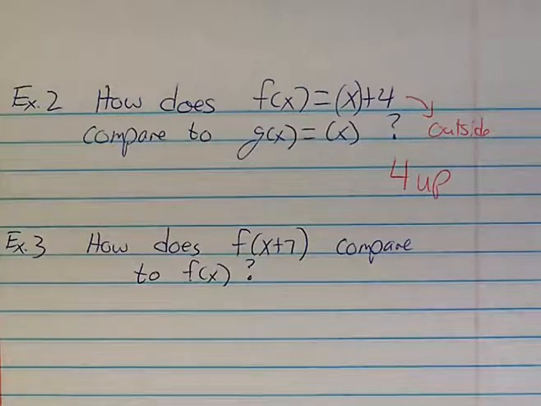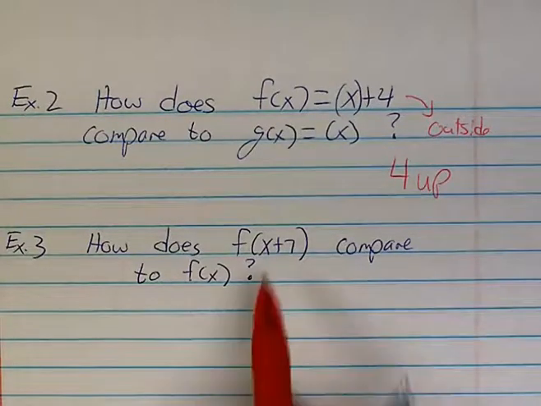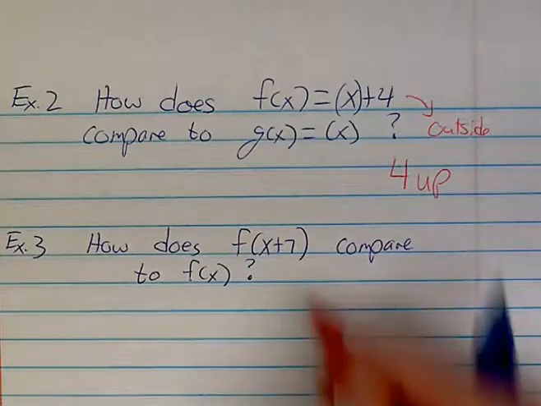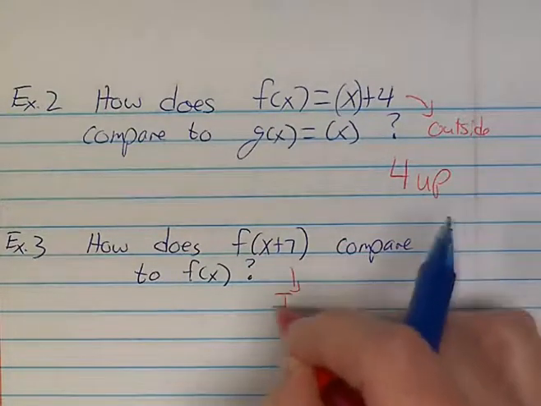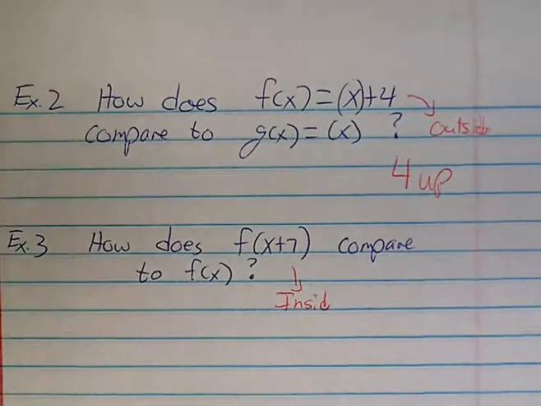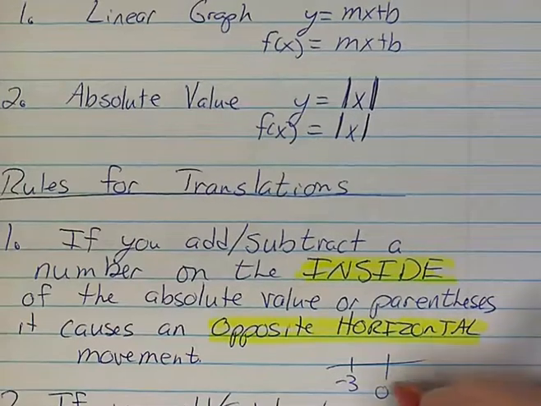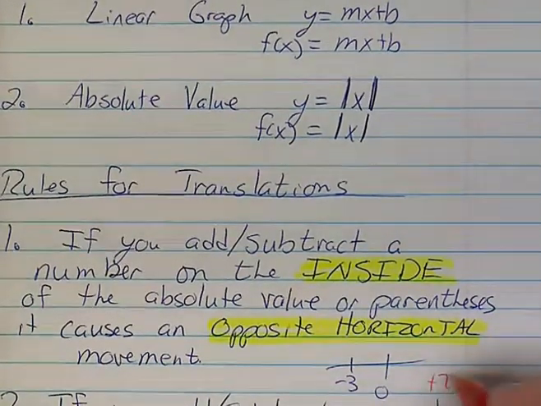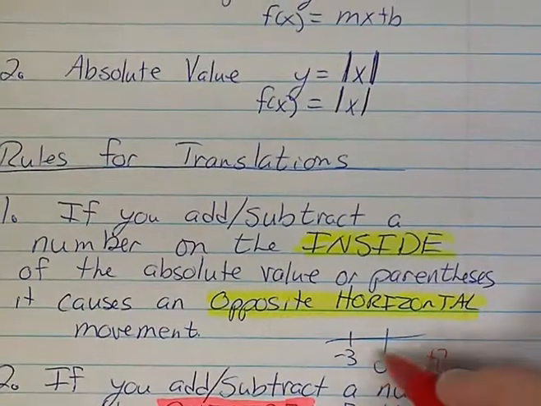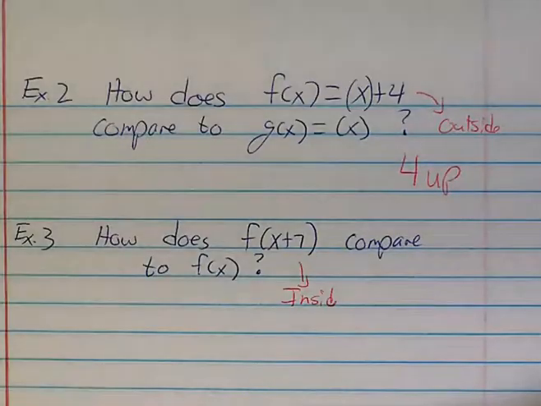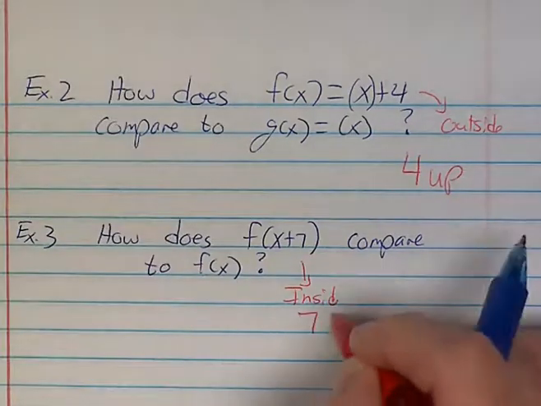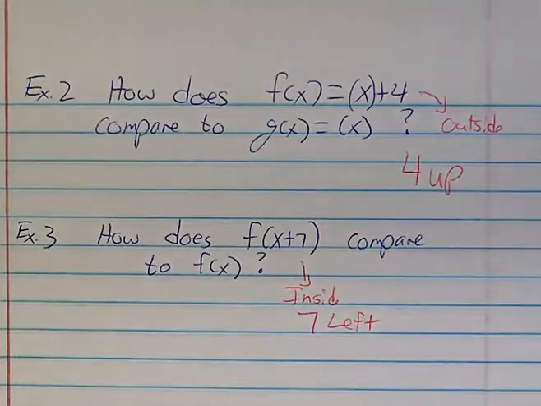Where there's not an equation, it's just a function, and we've got the different parts here. But it's still that same thing. What's the only difference between this and this? We've got a plus 7 that's on the inside, right? Okay, and if it's on the inside, we're going to move it in the opposite horizontal direction. So normally from 0, plus 7 would be over here to the right side. But we're going to go opposite directions, so instead of going 7 to the right, we're going to go 7 to the left. There you go.